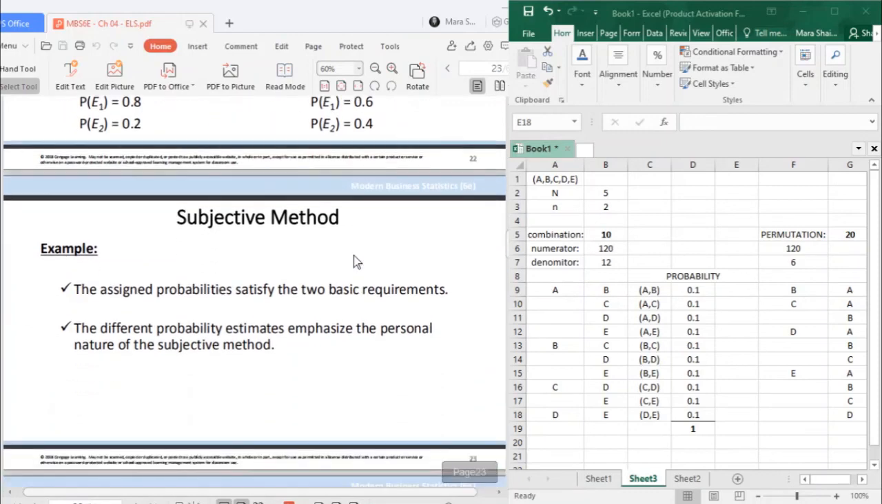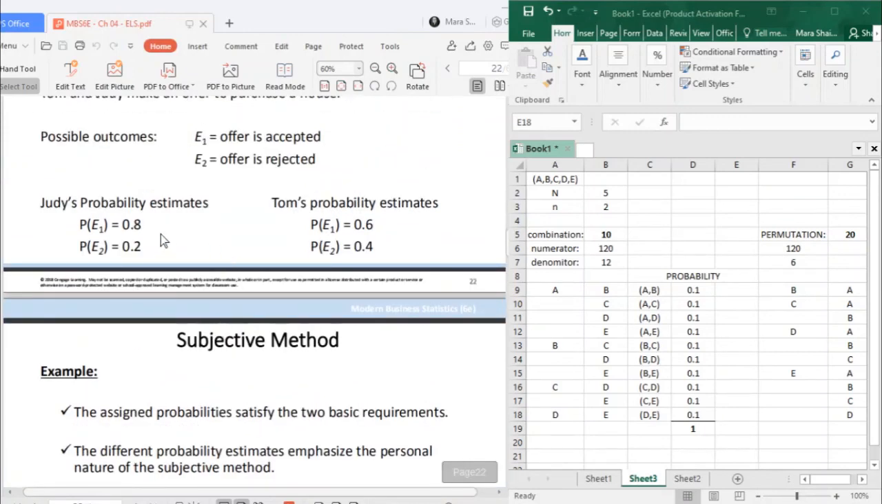Now, again, the subjective method still should satisfy the basic requirements. So, in the example above, it is not possible for Jody's estimate of acceptance to be 90 and her estimate for rejection to be 20, because of course, the total would not be 1. So, even if you are applying the subjective method, you should still observe the two basic requirements.